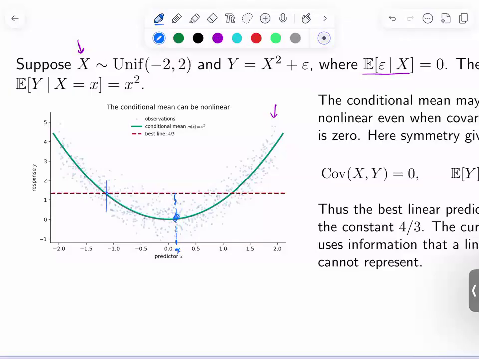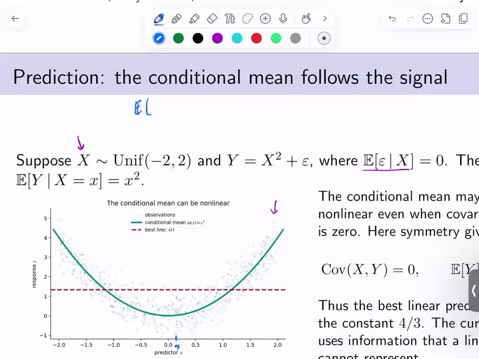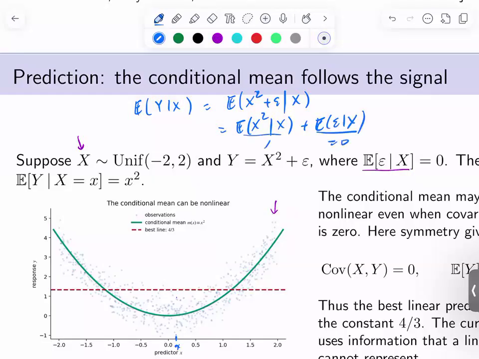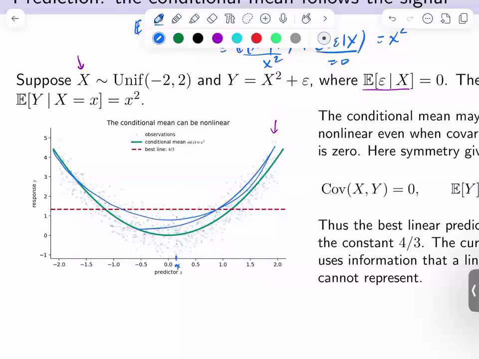If I'm here, I predict by this point. If I'm here, I predict by this point. It turns out the best predictor is the expectation of Y given X, which in this case is the expectation of X squared plus epsilon given X. You get the expectation of X squared given X plus the expectation of epsilon given X. This is 0 by assumption, and the first term comes out as X squared. So the best predictor is really this curve, which is natural.